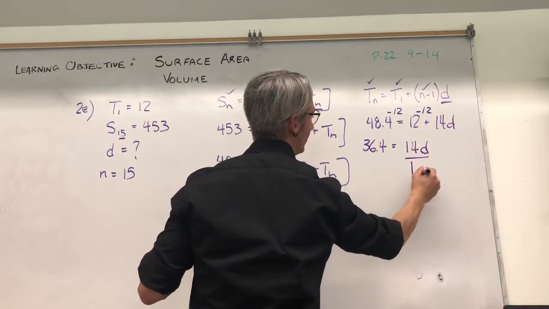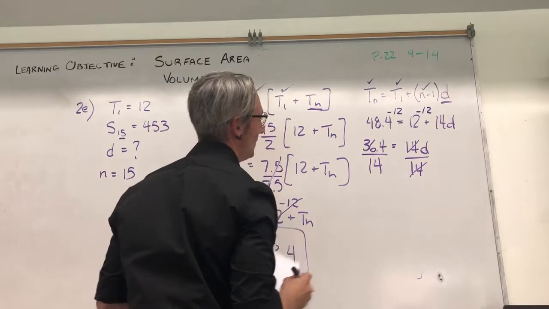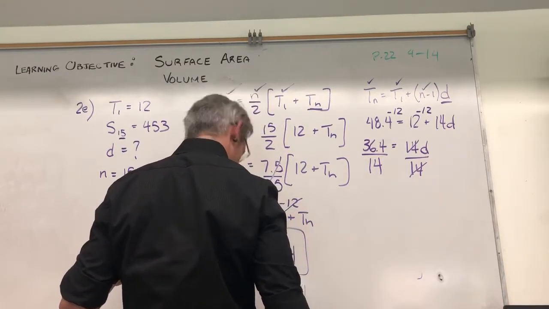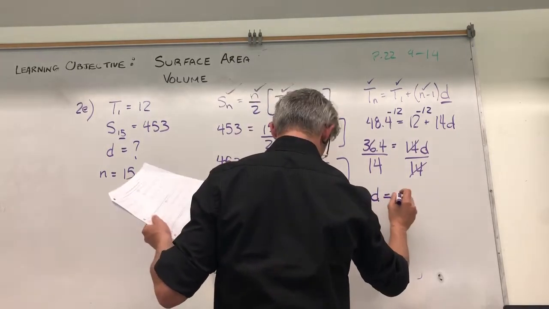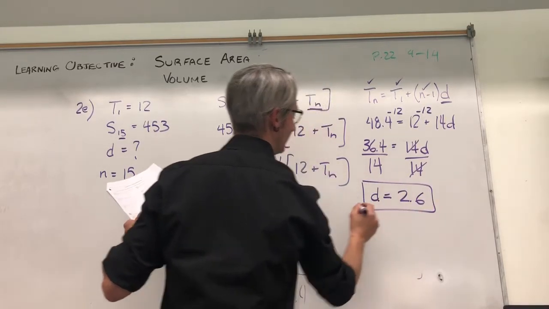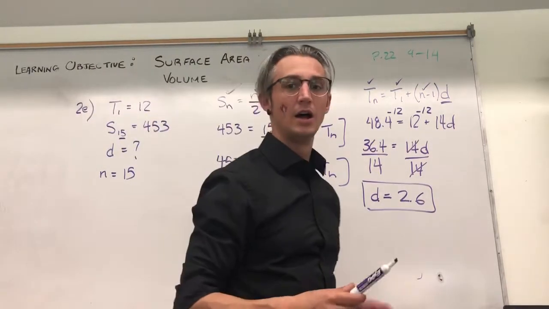Now I can just isolate for d by dividing out the 14. 36.4 divided by 14 gives me a d of 2.6. So we are increasing by 2.6 every time, and that's the answer that they were looking for. Okay? I'm done.